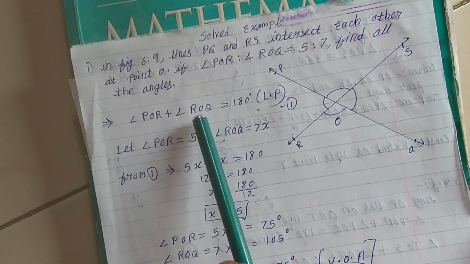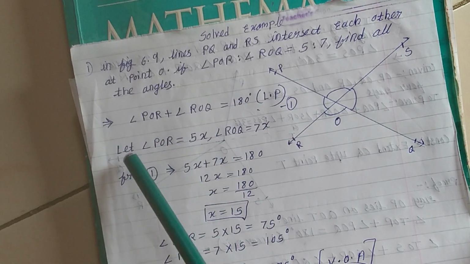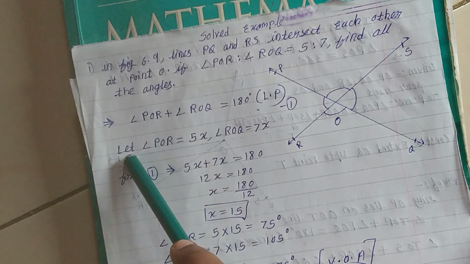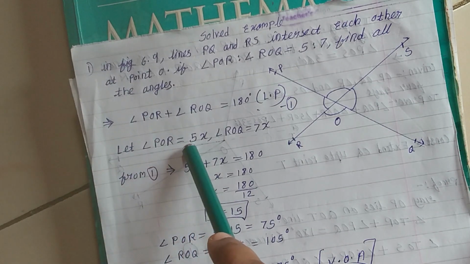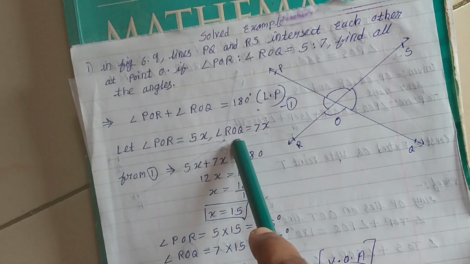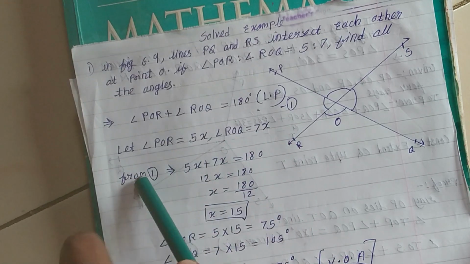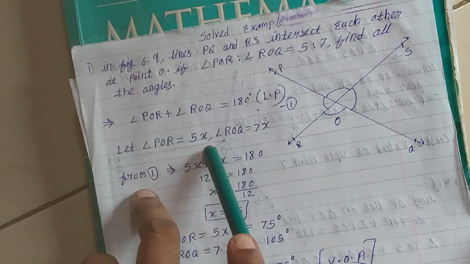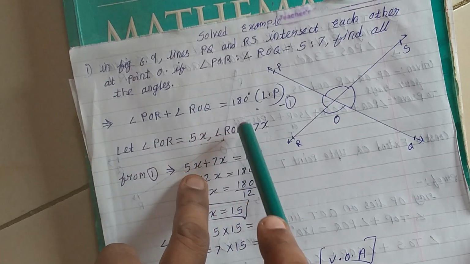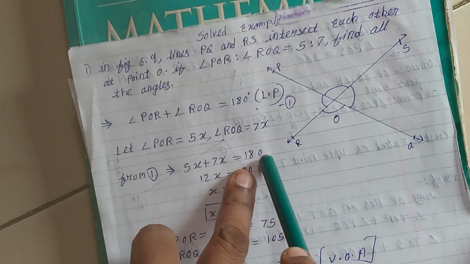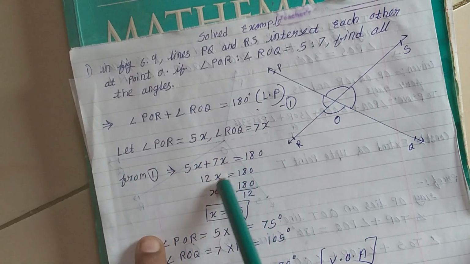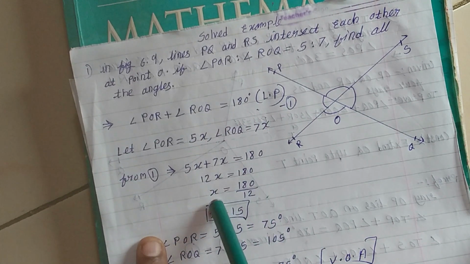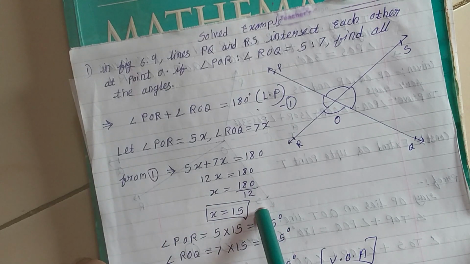The ratio is also given, and I told you if a ratio is given you have to take a common multiple. So let angle POR be 5x and angle ROQ be 7x. From equation 1, I will substitute angle POR with 5x and angle ROQ with 7x equal to 180. That is 5x plus 7x, 12x equal to 180. The x value will be 180 upon 12, that is x equal to 15.